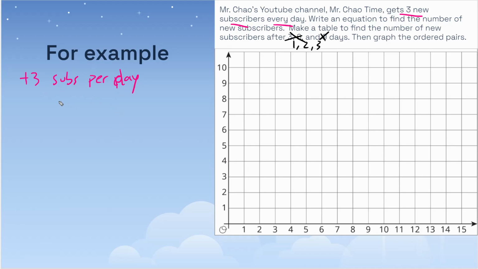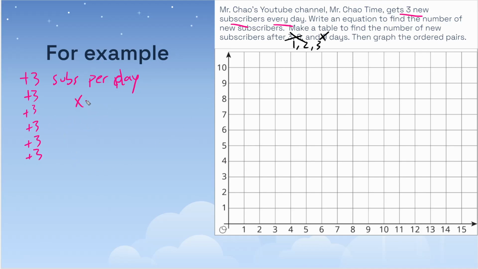So how do we write that? Well, if we're going to add 3 and add 3 and add 3 every day, we can obviously just keep adding. But remember that multiplication is adding the same number over and over again, right? So if we did 3 plus 3 plus 3 plus 3 plus 3 plus 3, instead of writing this, we can just write 3 times 6. So knowing that, we should be able to write an equation for this idea.